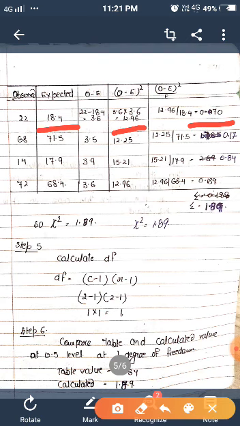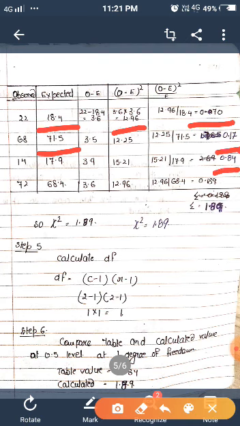Same, the second observed value is 68 and the expected value is 71.5. So O minus E is equal to 3.5. Then the square of O minus E, that is 3.5 into 3.5, we get 12.25 and divide this value by the expected value. Then the result will be 0.17. In this way we will calculate the rest of the values, and we are getting the result 0.84.